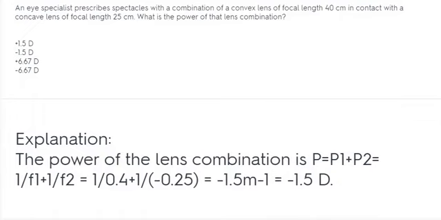An eye specialist prescribes spectacles with a combination of a convex lens of focal length 40 cm in contact with a concave lens of focal length 25 cm. What is the power of that lens combination? Plus 1.5D, minus 1.5D, plus 6.67D, minus 6.67D. Explanation. The power of the lens combination is P equals P1 plus P2 equals 1/f1 plus 1/f2 equals 1/0.4 plus 1/(-0.25) equals minus 1.5 m^-1 equals minus 1.5D.